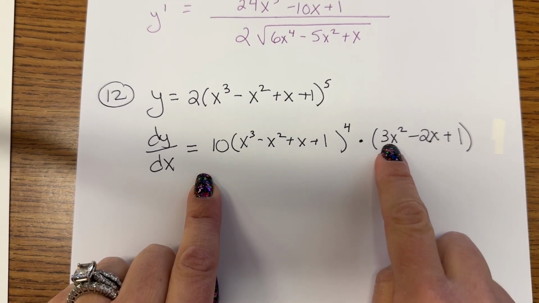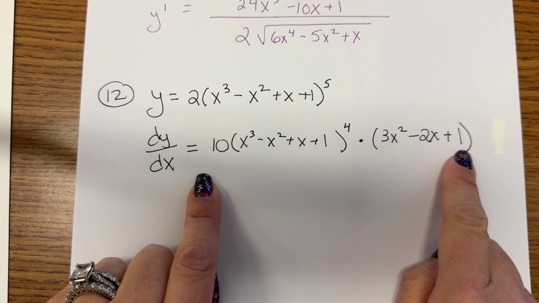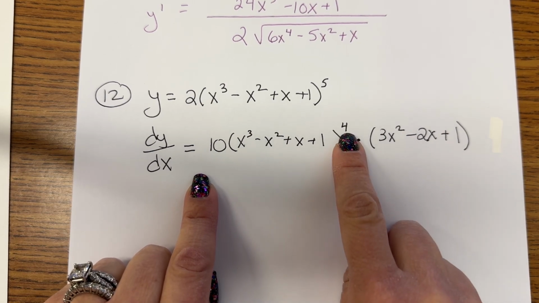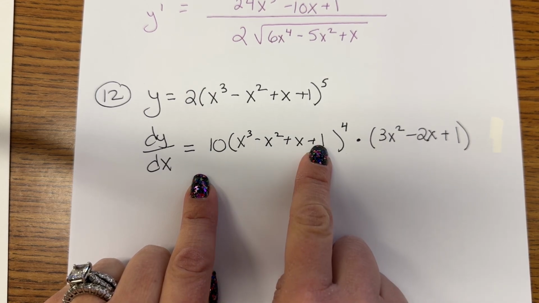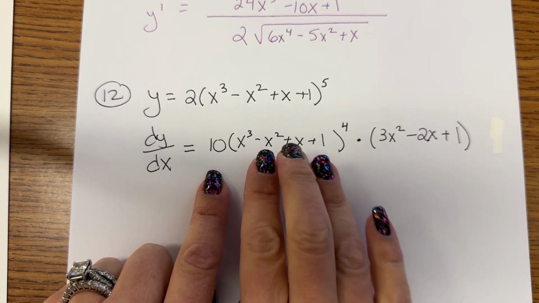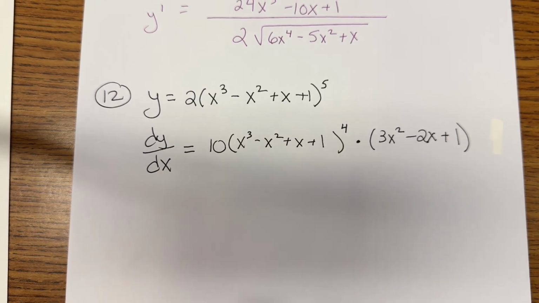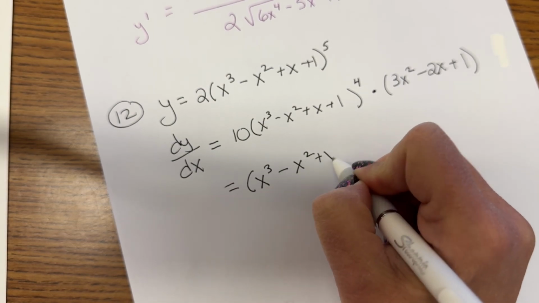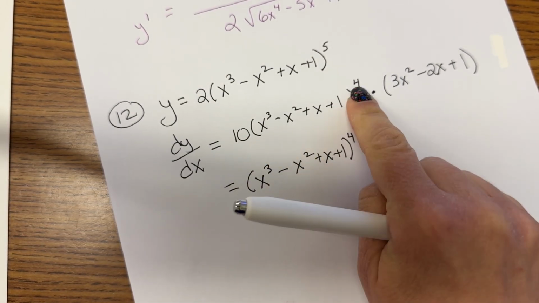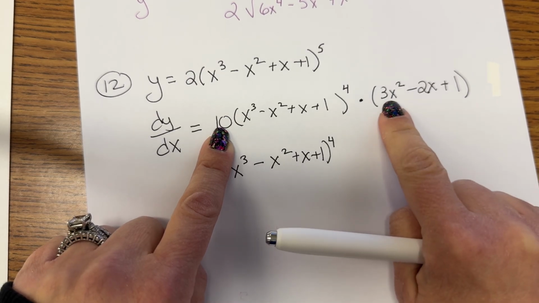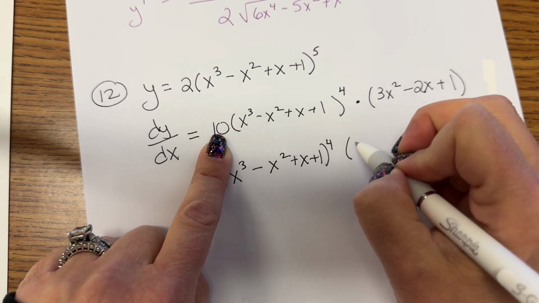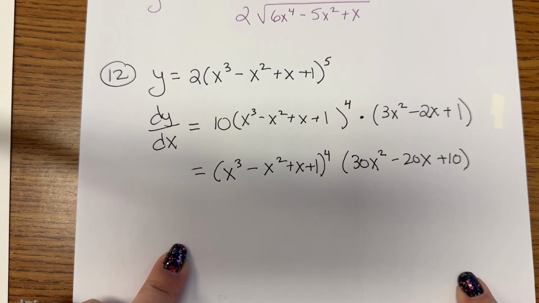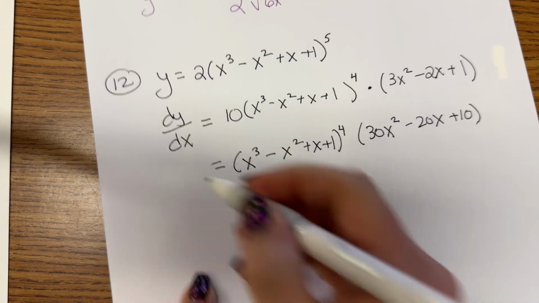This 10 could technically multiply by this polynomial. I don't really think it adds any value to the final answer. This power of 4 blocks anything from the inside function, so don't change here. That's to a 4th power. So just one other option, the way this could look. There's my polynomial to the 4th, and then 10 times 3 times 2 times 1, so that would be 30x squared minus 20x plus 10. Either of these answers would be fine.